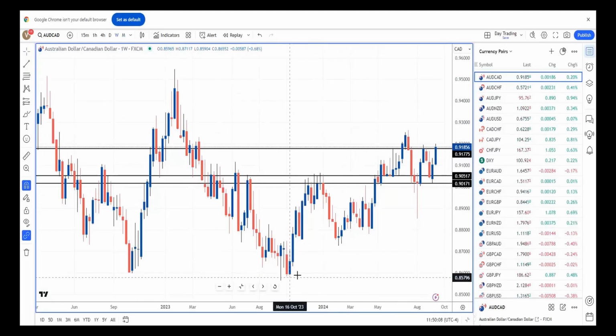Here's the weekly chart. Same story. Look at the lows going up and the highs going up. And so these levels are ones that he pointed out in his PMA as well. These are weekly chart levels.